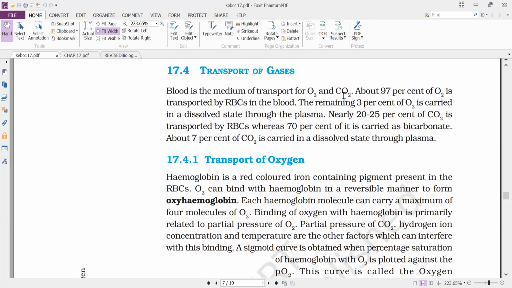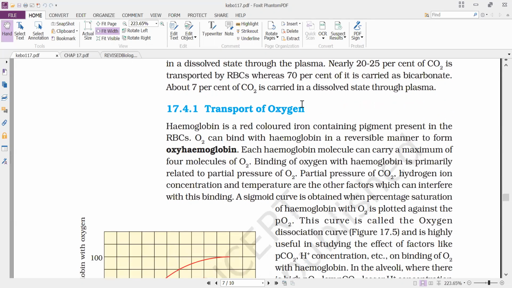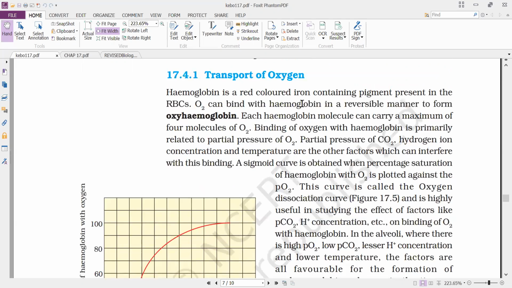So the major part of the carbon dioxide is transported in the form of bicarbonates. Major portion, about 70% of the carbon dioxide, is transported in the form of bicarbonates through the blood. That is what we can understand from here. And next, how the actual transport of oxygen will occur.